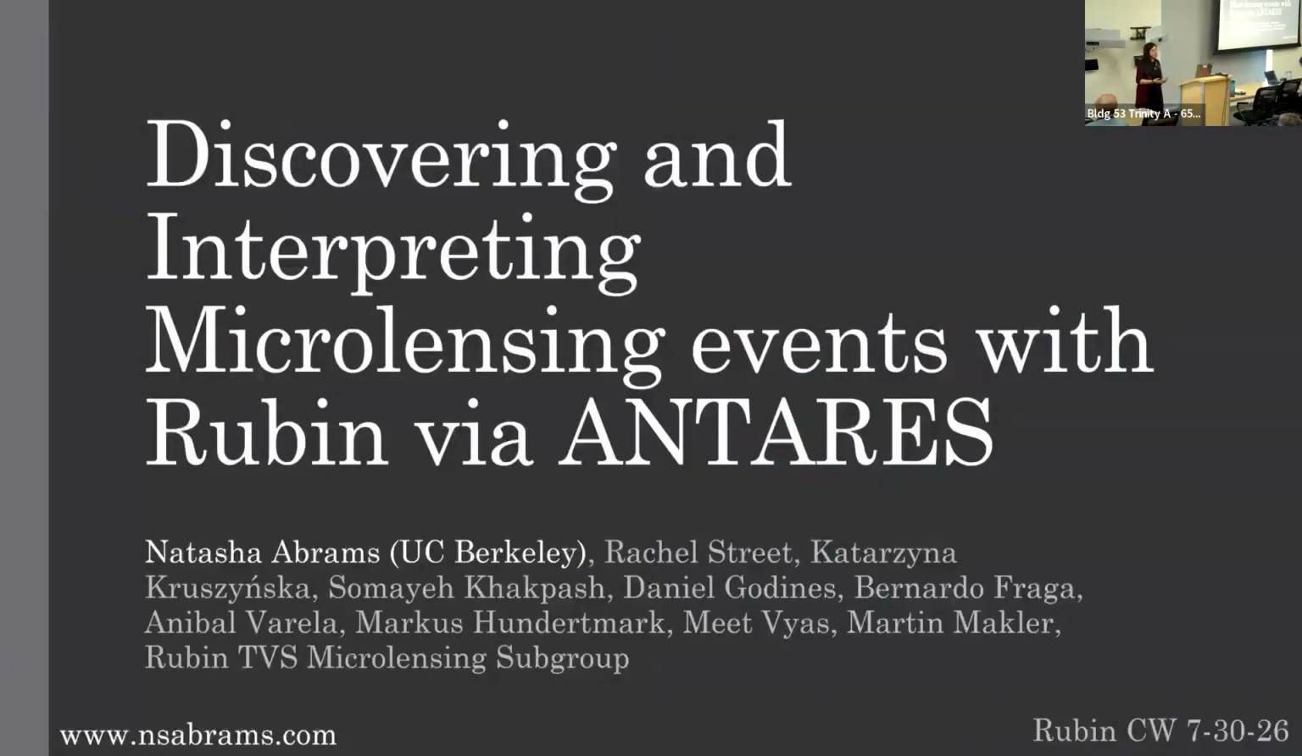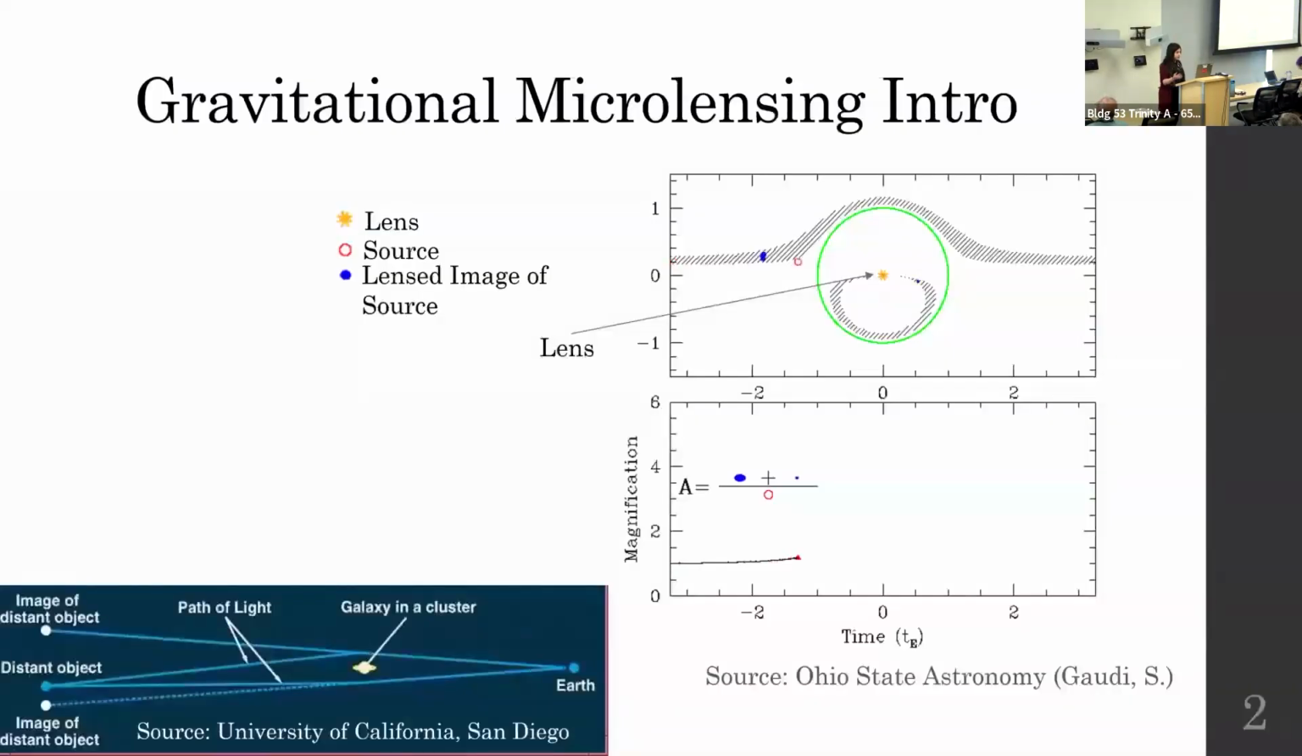I'm a finishing grad student at UC Berkeley, and I'll be talking about discovering and interpreting microlensing events with Rubin alerts via Antares. So first, let me explain what gravitational microlensing is. There's a couple of talks this session about microlensing.